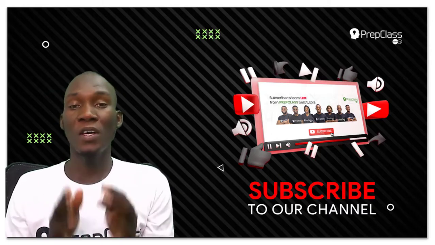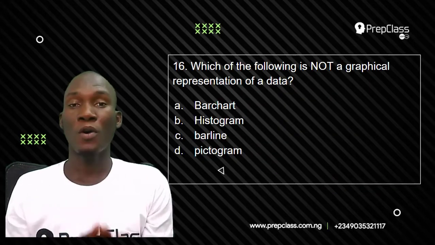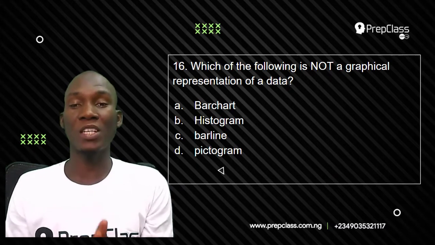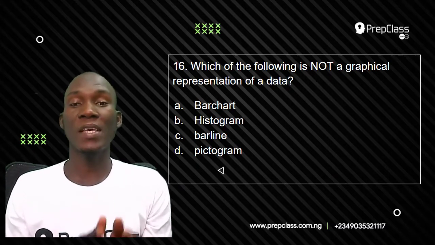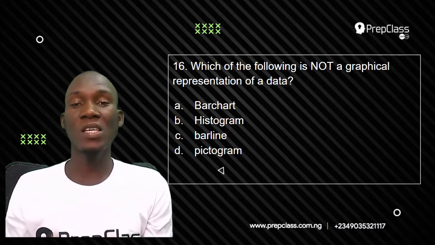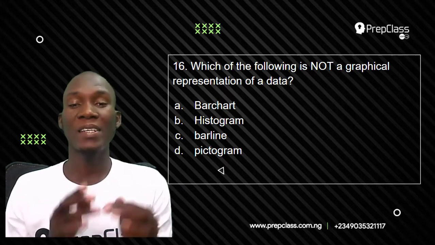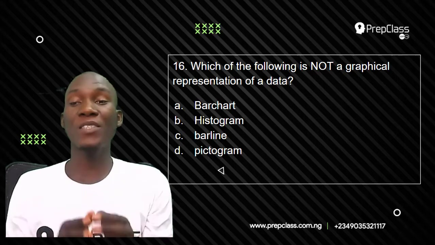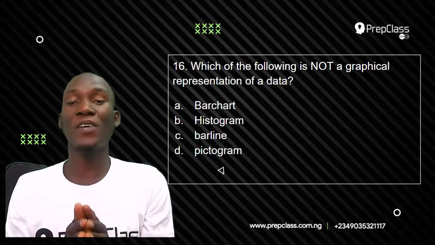So let's solve today's questions. Question 16. Which of the following is not a graphical representation of data? We have the options: A. Bar chart, B. Histogram, C. Bar line, D. Pictogram. To solve this question, it will be right for us to understand what graphical representation of data means.